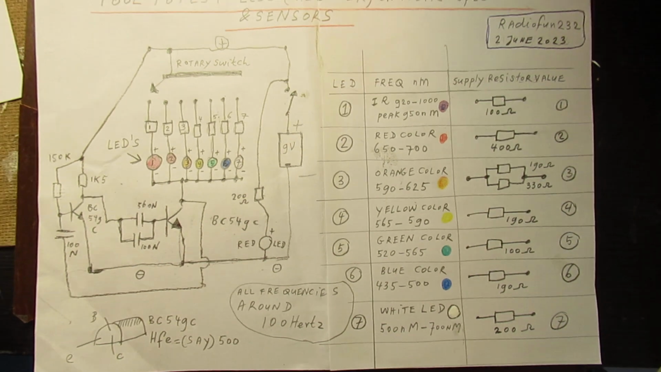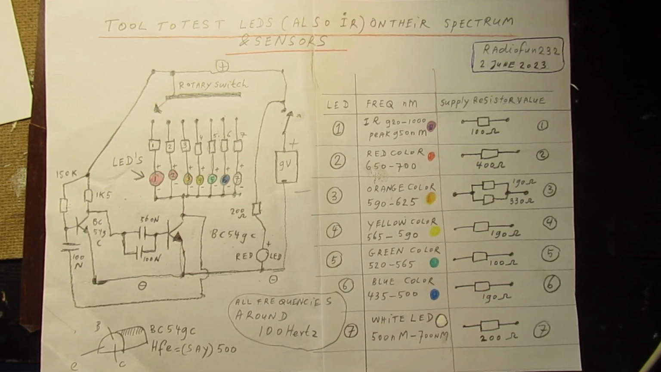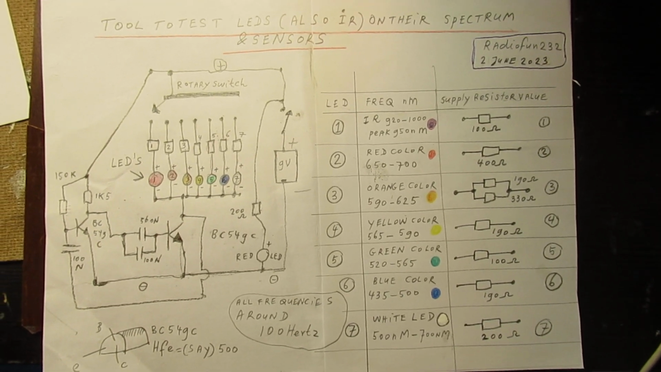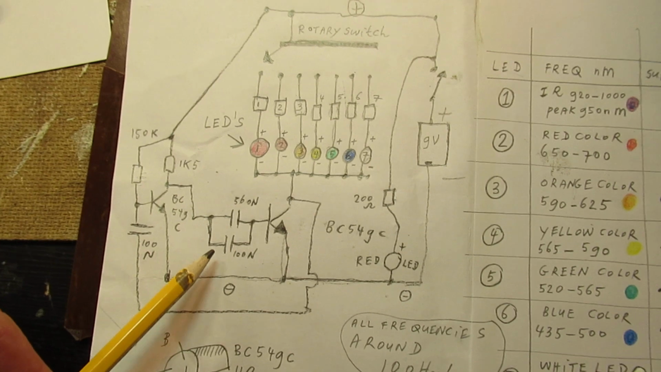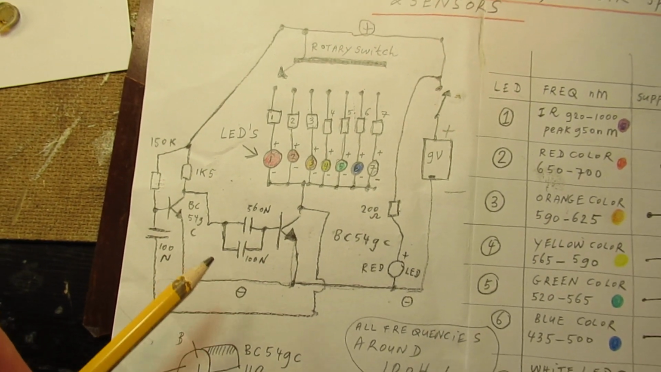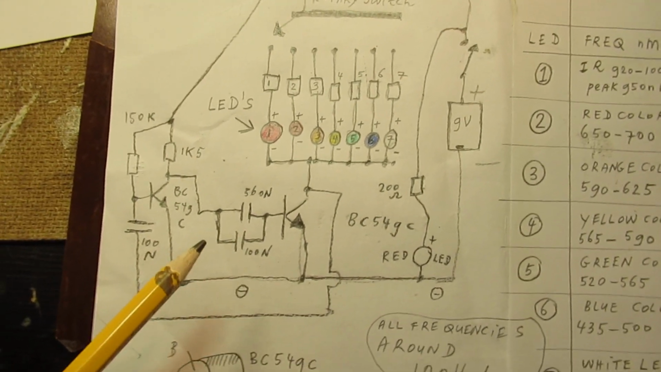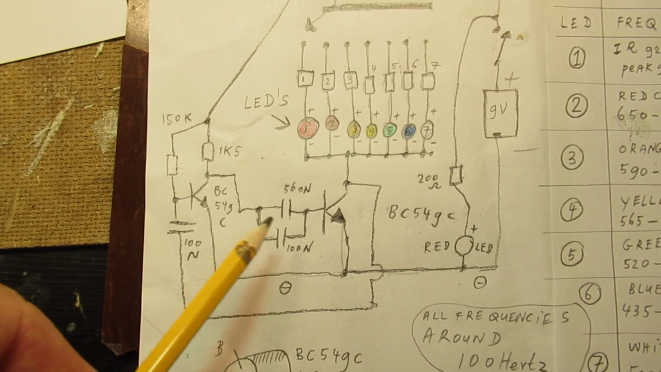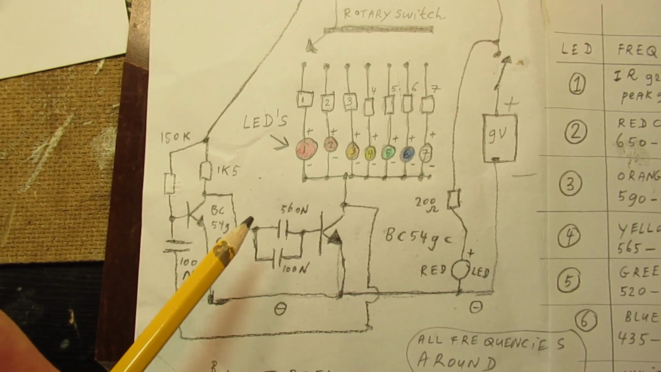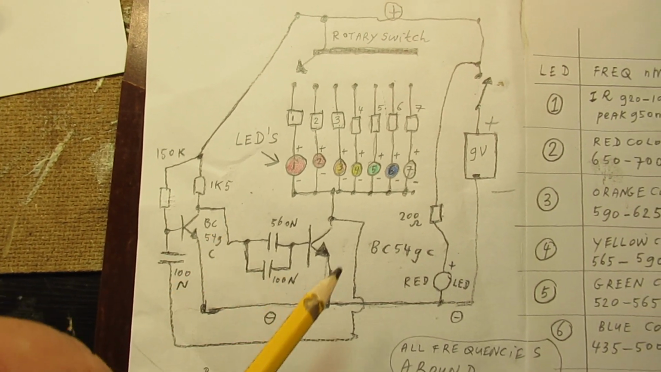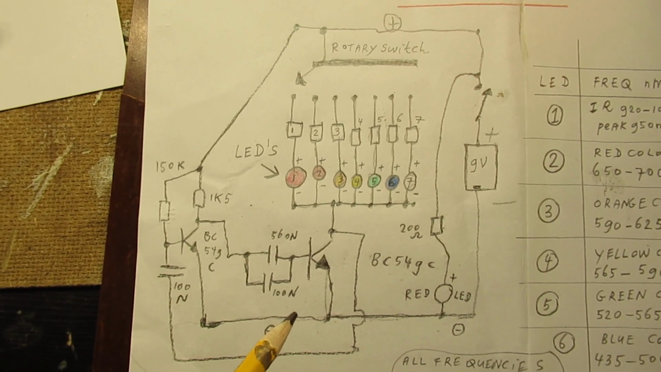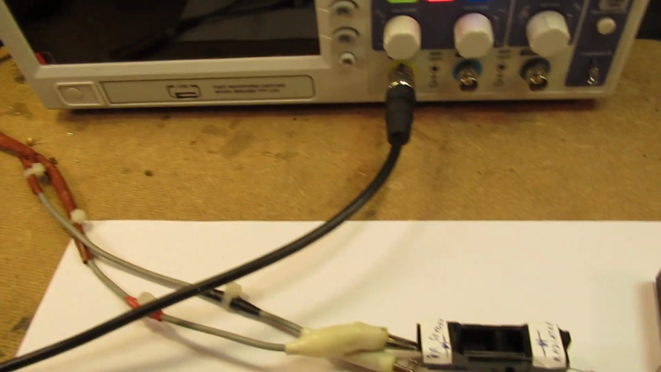Schematic again. When you change the value of this capacitor, the frequency goes up. With that 560 nanofarad capacitor switched in, so 0.56 microfarad, we are in the 70 Hertz range or the 100 Hertz range. So let's see what this circuit can bring.